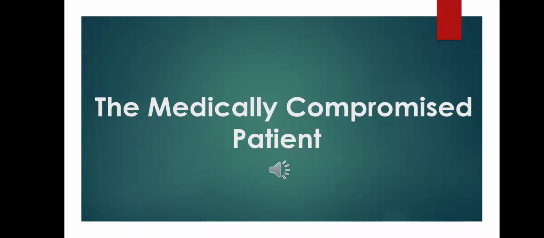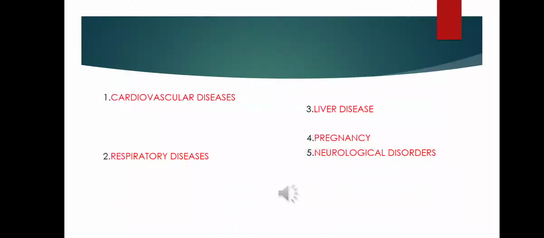The medically compromised patient. So what do we have here? We have five categories. First is the cardiovascular diseases, then the respiratory diseases, then liver disease, pregnancy, and neurological disorders.